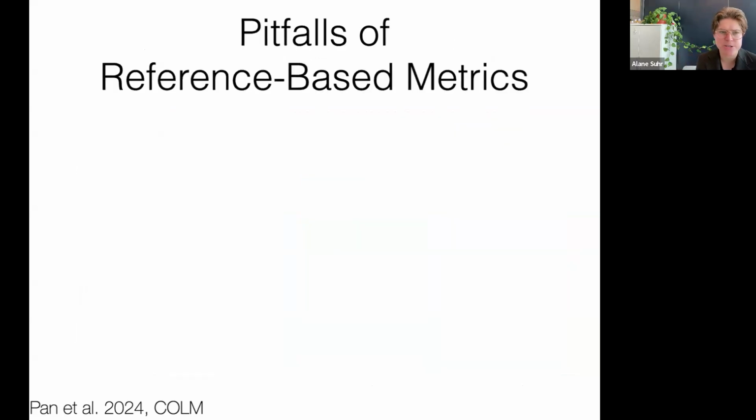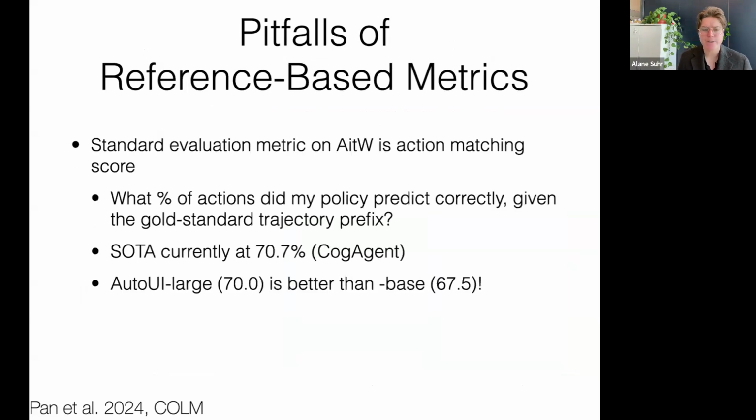Our analysis also showed some pitfalls of reference-based metrics. The standard evaluation metric for Android in the Wild is this action matching score. Given a human demonstration, we feed in some prefix of the gold standard demonstration and ask our model, what action would you take next? Then we ask what proportion of actions the model predicts correctly given this gold standard prefix. The state of the art on this metric is currently like 71%.